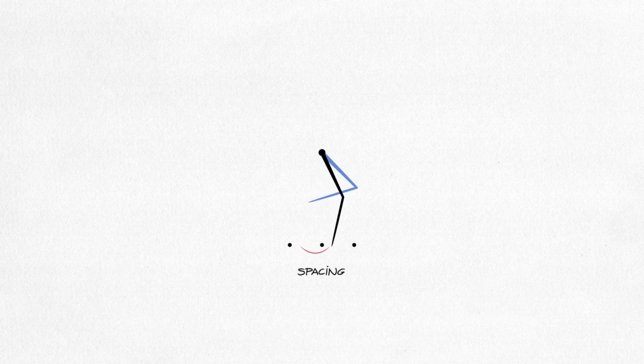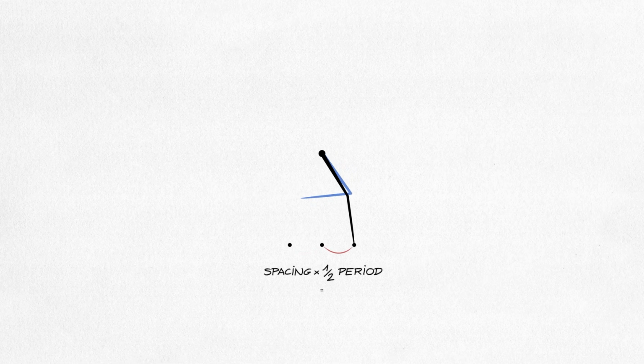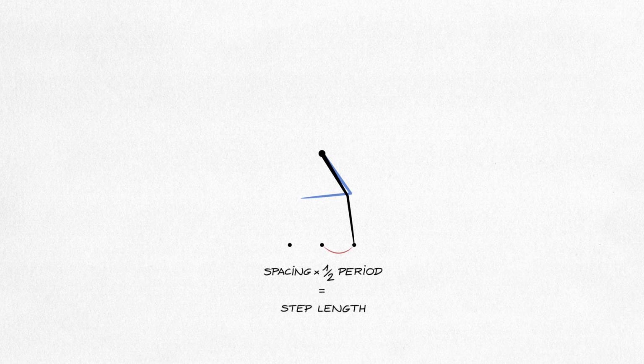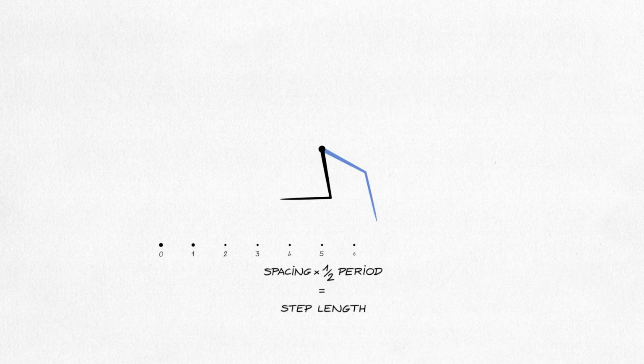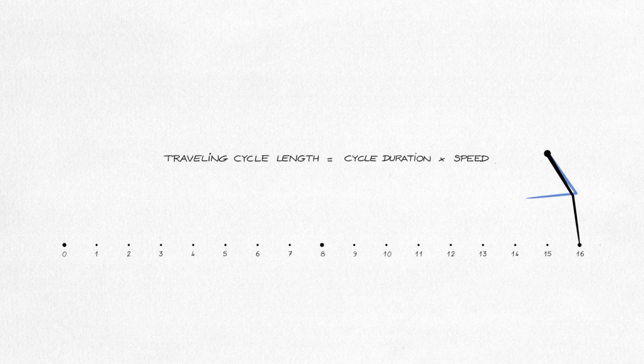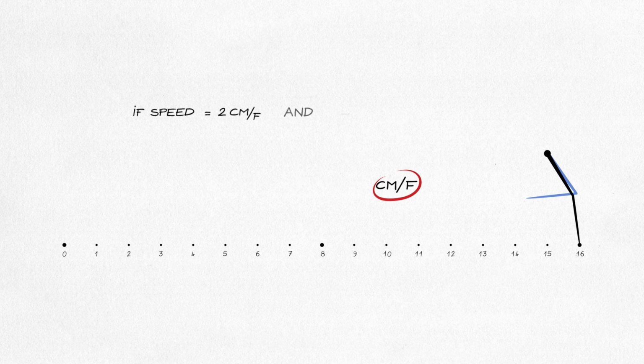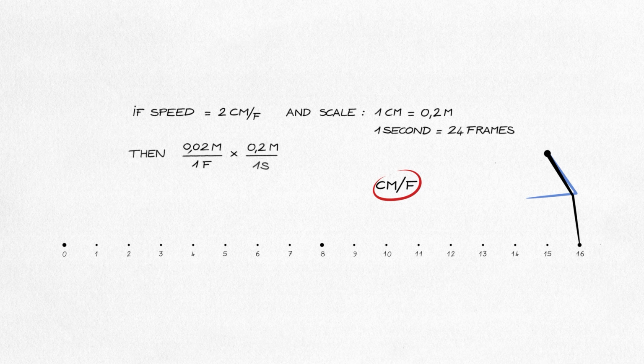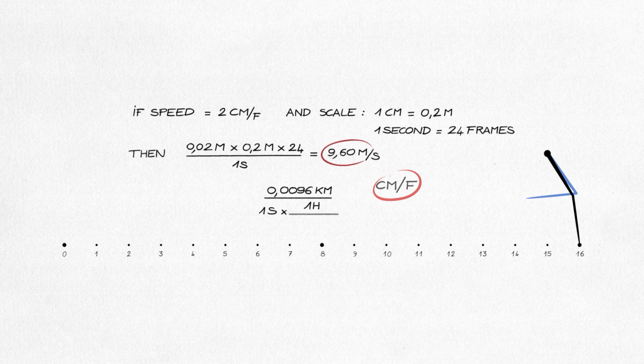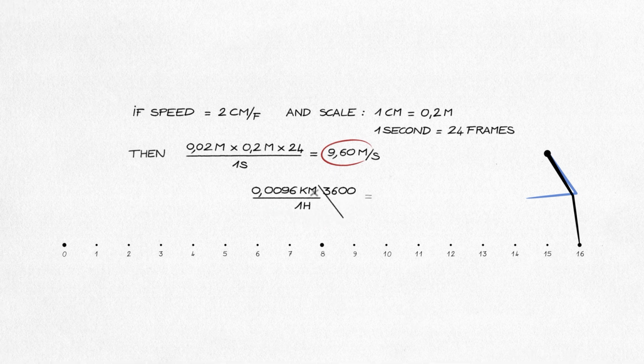We can reconstruct the traveling step from the in-place run. Its length equals the constant distance between two supports multiplied by half the cycle's duration. Since this distance between two supports is nothing but speed, the length of the traveling cycle is equal to its duration multiplied by the speed in centimeters per frame. This unit, in centimeters per frame, gives the speed on paper which, knowing the scale ratio, could be converted into actual running speed, in meters per second or kilometers per hour.